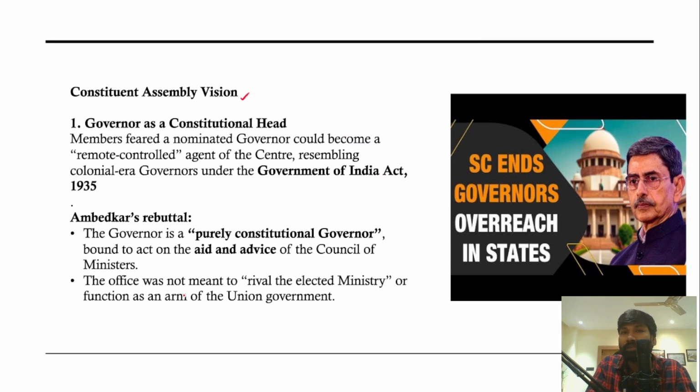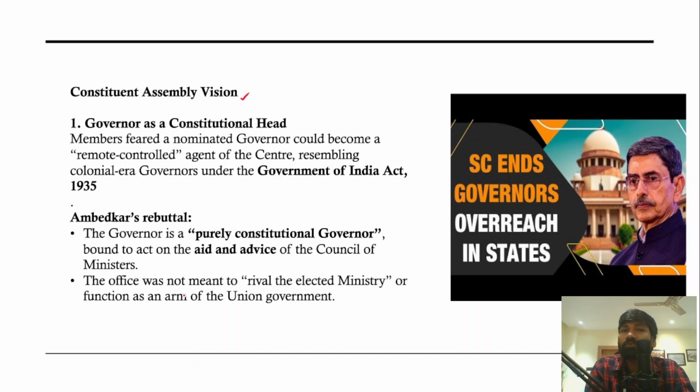What actually have the framers of the Constitution in the Constituent Assembly envisioned as the role of the governor? So let's understand this dimension as well. Now we all know that the governor is not directly elected and he is also not indirectly elected. The governor is appointed by the president, and in fact the governor is also known as the constitutional head of the state and also the executive head of the state, right?